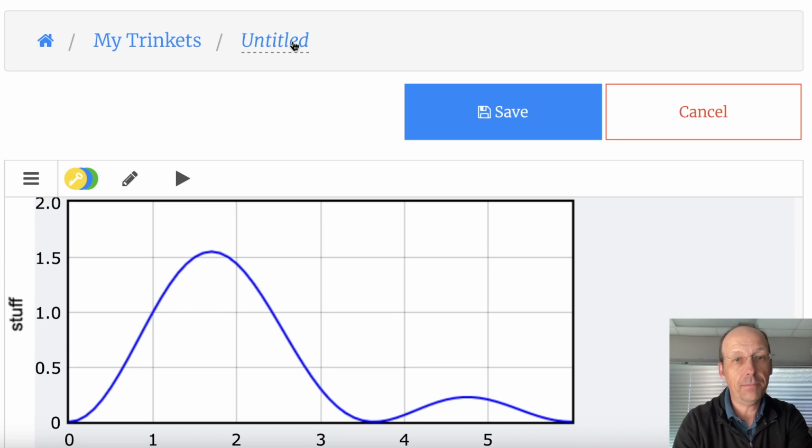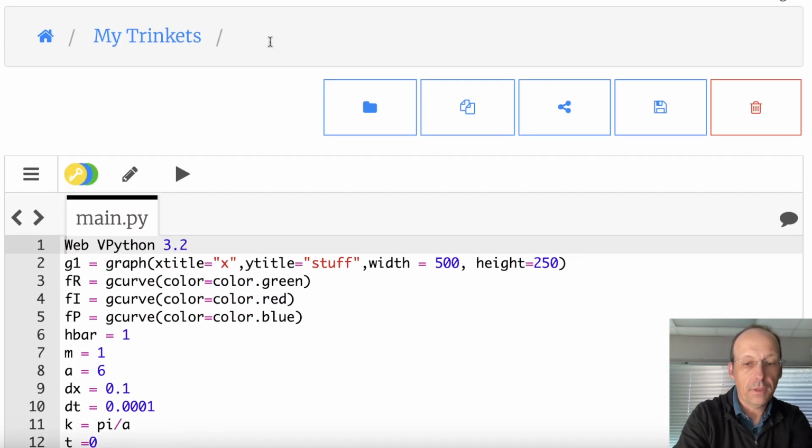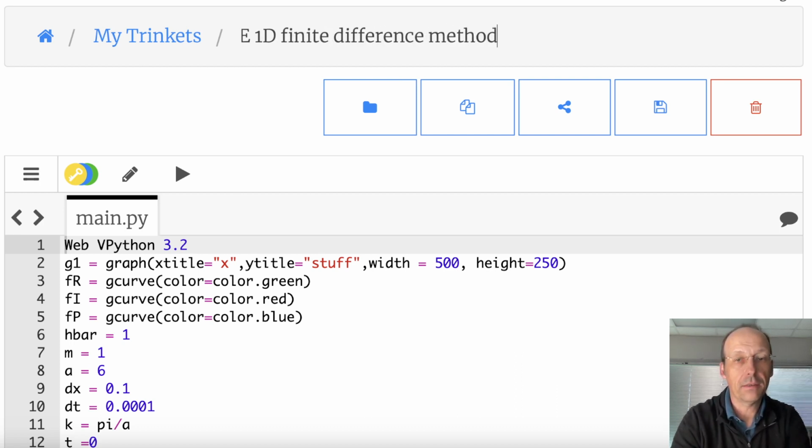And I didn't give it a name. Time-dependent Schrödinger equation 1D finite difference. I'm going to give you the code. Don't worry about that method. Save it.